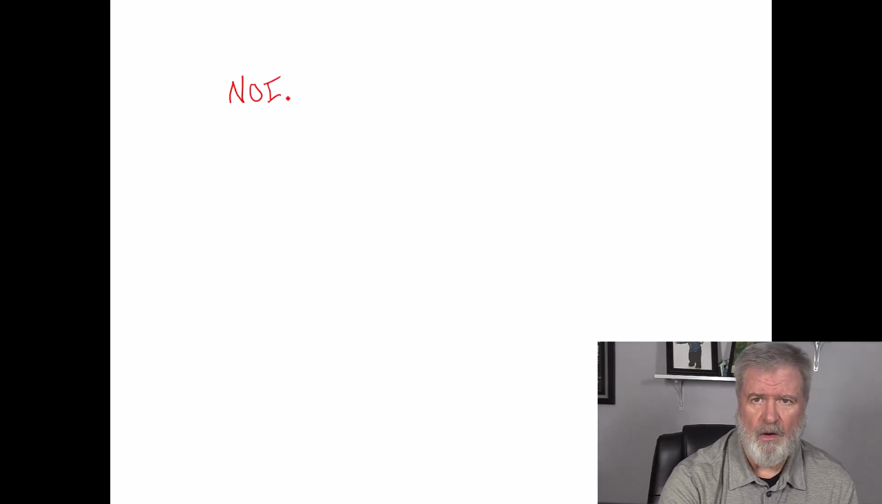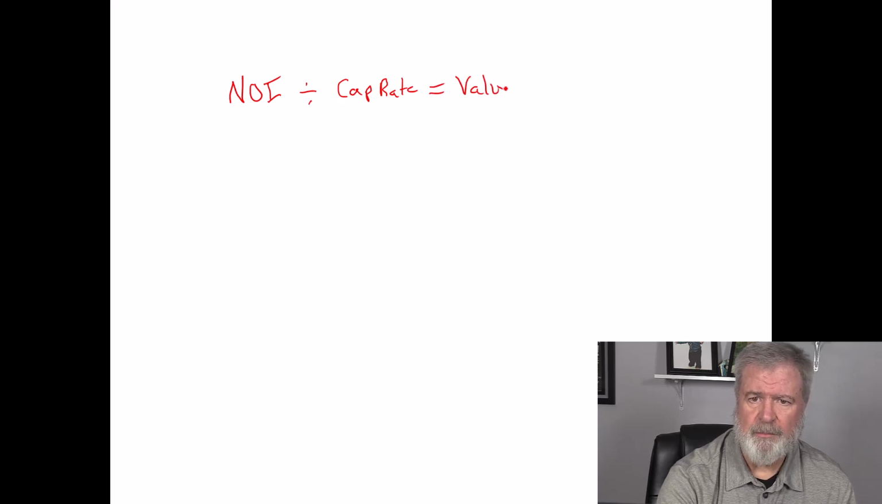Let's see if I can write something out here. Let's say I'm trying to figure out the value of this property. Remember, what was the formula? Net operating income, and that's annual. And then what will I always do with it? Divide it by something. You could divide it by the cap rate, and if you do that, that will give you the value of the property.